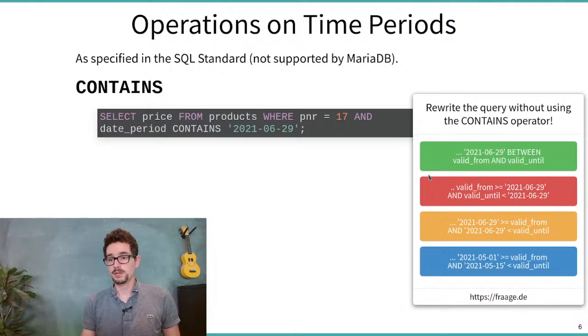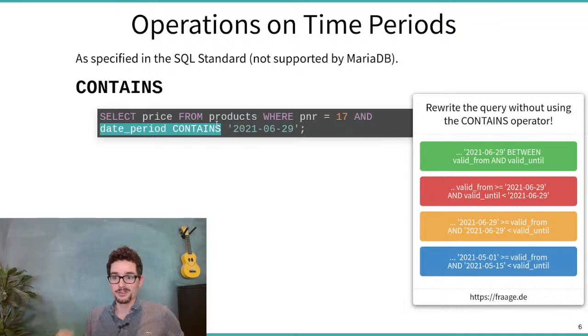So please go to frage.de, Frage with 2a, and rewrite this query for me. MariaDB does not support contains, and that's the case. Then please rewrite that query and use smaller, smaller equal, and so on.